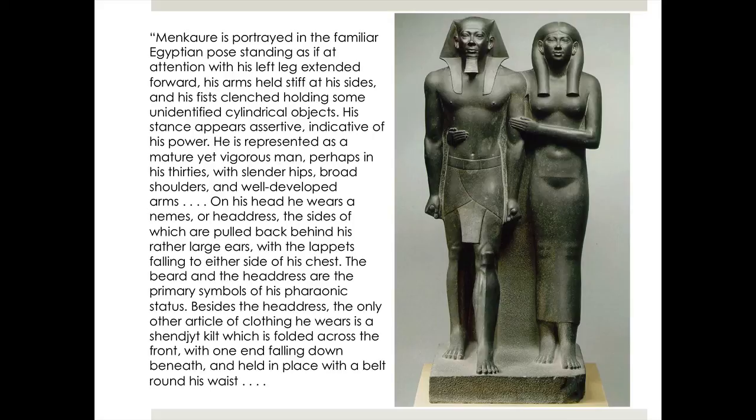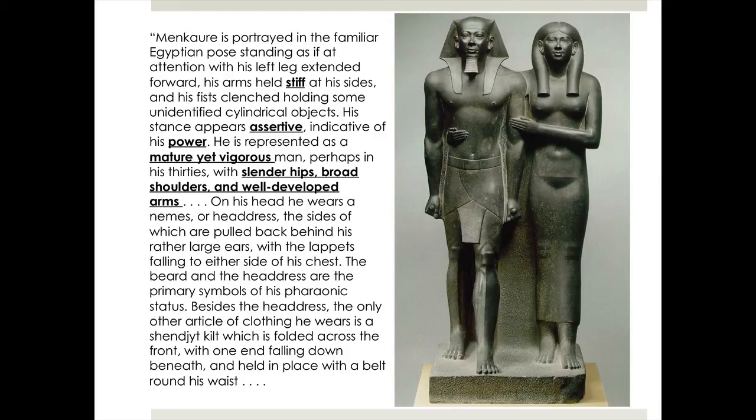On his head he wears a nimis, or headdress, the sides of which are pulled back behind his rather large ears, with the lappets falling to either side of his chest. The beard and the headdress are the primary symbols of his pharaonic status. Besides the headdress, the only other article of clothing he wears is a shendit kilt, which is folded across the front with one end falling down beneath and held in place with a belt around his waist.